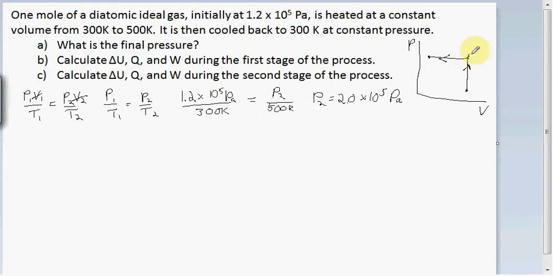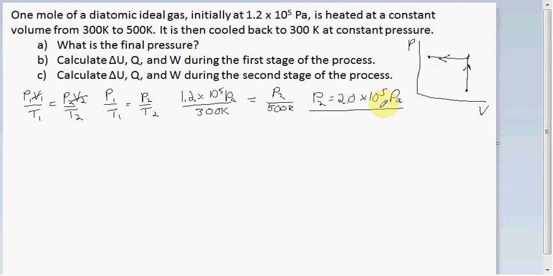That's the pressure here. But of course, since our second process is isobaric, that is, it takes place at a constant pressure, that's also going to be the pressure here at the very end of the process. And so that's my final pressure there. All right.